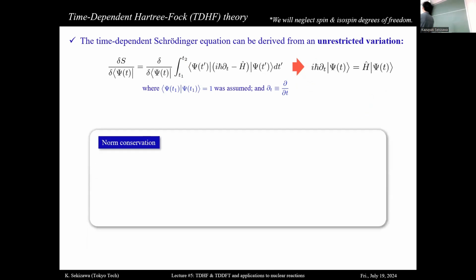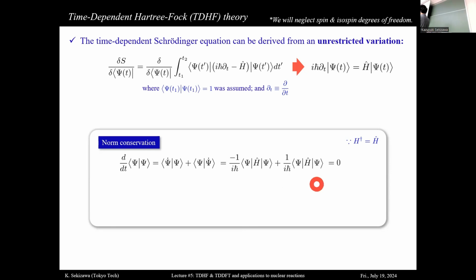So this is just an explanation of some properties of TDSE. We can easily show that the norm is conserved for all times during the time evolution. We can take the time derivative of this norm, and then you get this kind of equation. You can replace psi dot using the TDSE, time-dependent Schrödinger equation, and then you find that this is 0. So the norm is conserved.